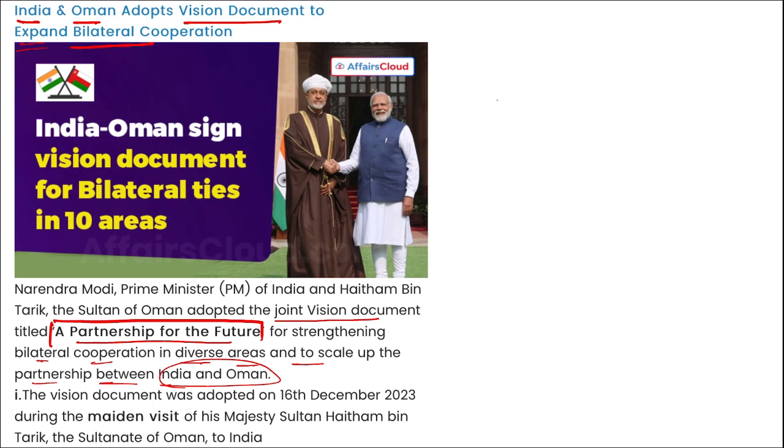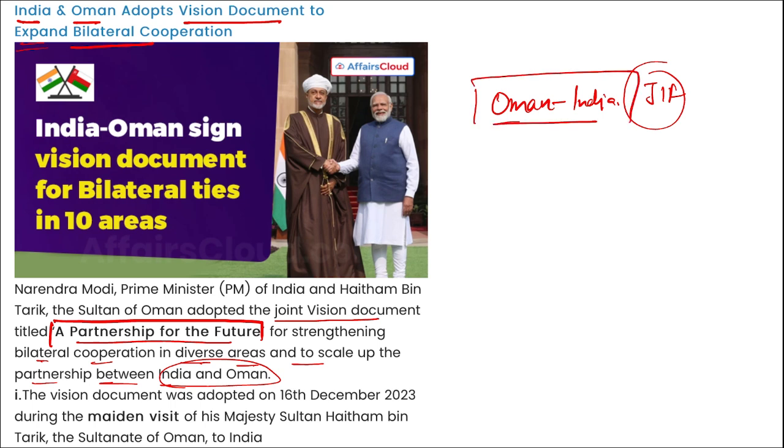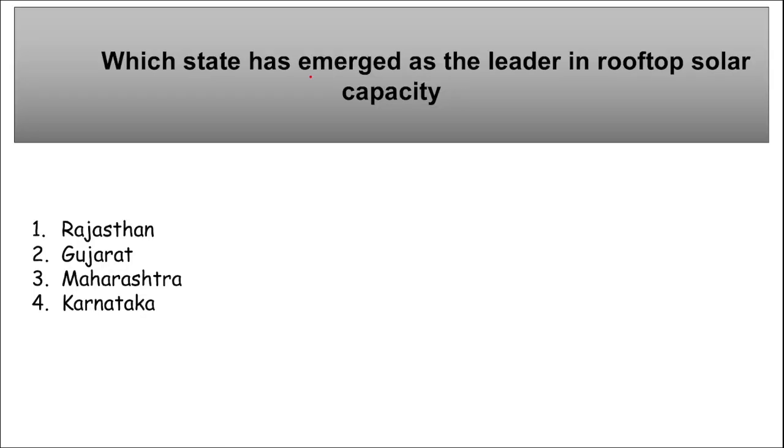Correct? Mark this. Apart from this, a third tranche of the Oman India Joint Investment Fund has also been announced. Correct? This will help in the development of trade and capital cooperation between India and Oman. Right? That means this was the third tranche of this India-Oman joint investment fund that has been announced recently. What is the capital of Oman? Muscat. Right? Next. Which state has emerged as the leader in rooftop solar capacity?